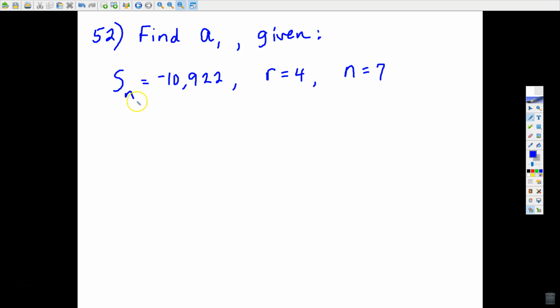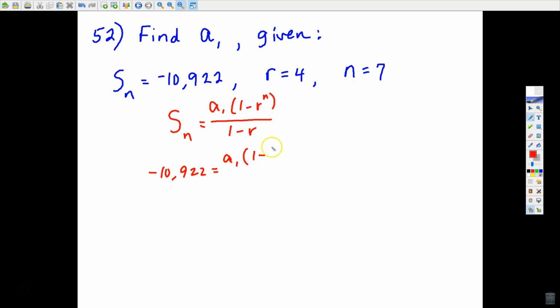I didn't really do one exactly like this in your notes, so I thought I would help you out with this one. It is going to use the formula that I gave you to find the sum of a geometric series. Let me repeat that formula for you. You can find the sum of any number of terms in a series by taking the first term, multiplying by 1 minus r to the n, and then dividing by 1 minus r. A lot of this is given. We know that S sub n is negative 10,922. What we're trying to find is a sub 1.